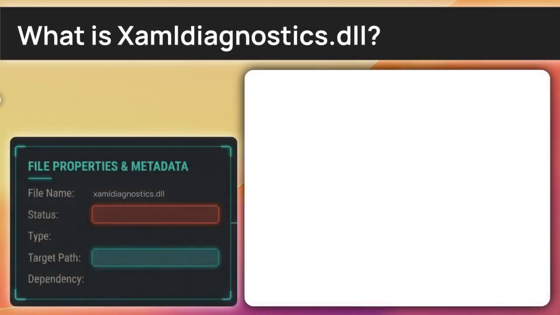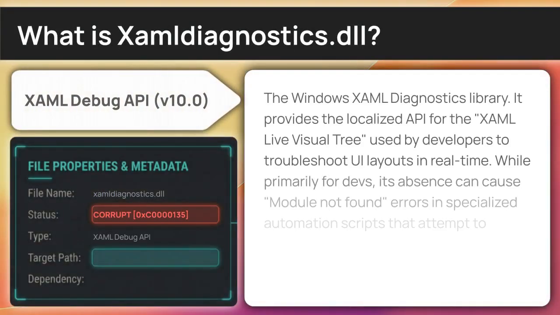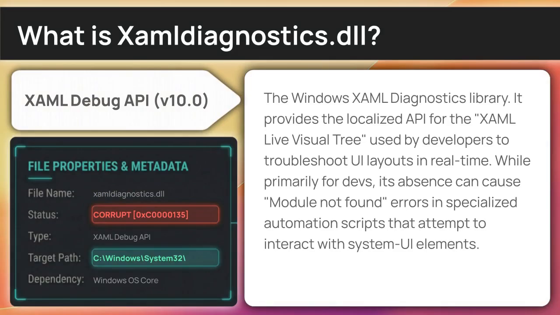This is the XAML Diagnostics Library, the Windows XAML Diagnostics Library. It provides the localized API for the XAML Live Visual Tree used by developers to troubleshoot UI layouts in real time. While primarily for devs, its absence can cause module not found errors in specialized automation scripts that attempt to interact with system UI elements.